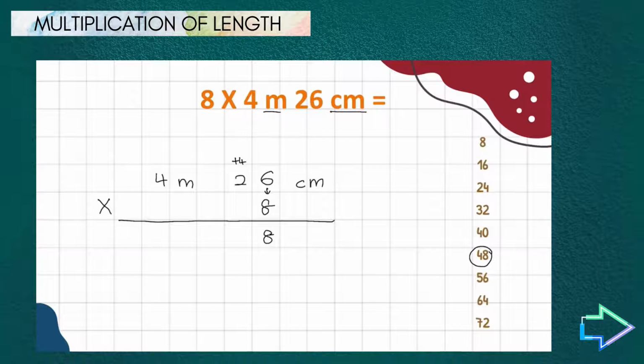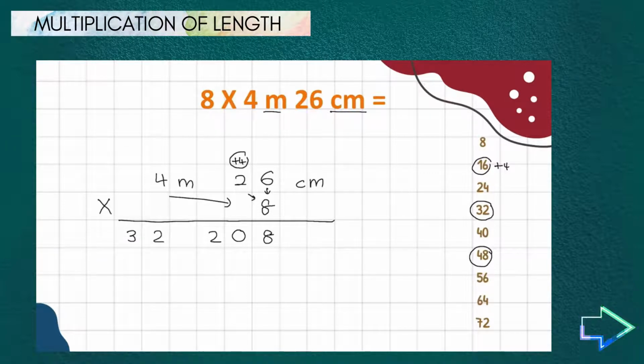Next one, we need to times 2 with 8. 2 times 8 is equal to 16 plus the top number, which is 4. 16 plus 4 is equal to 20. So we just write down 20. And then 4 meter, we times with 8. 4 times 8 is equal to 32. So we write down 32.